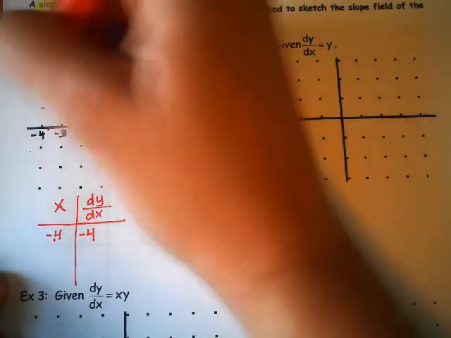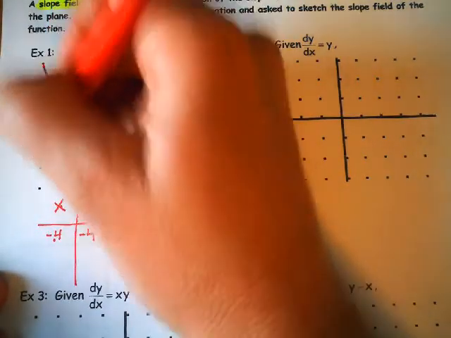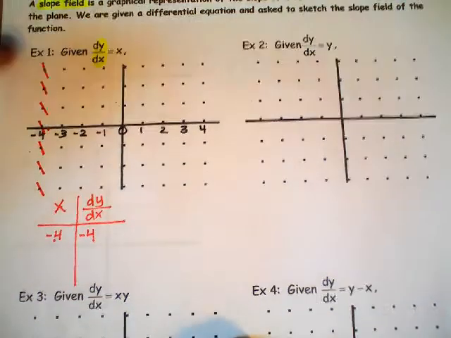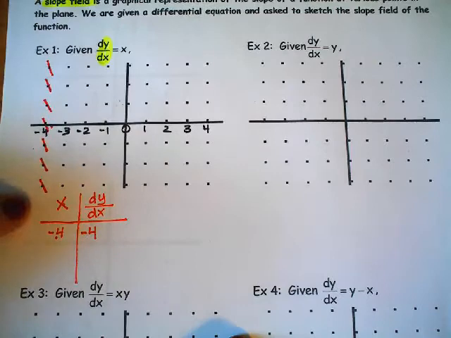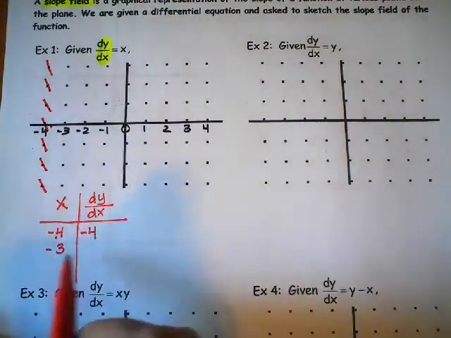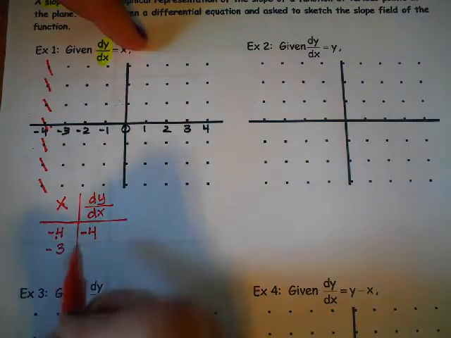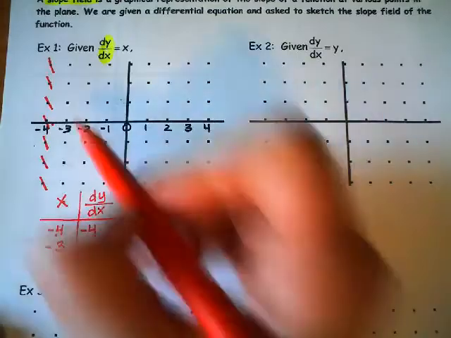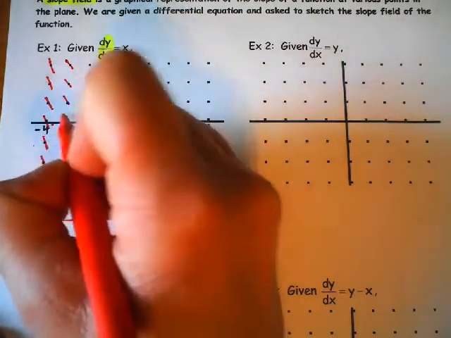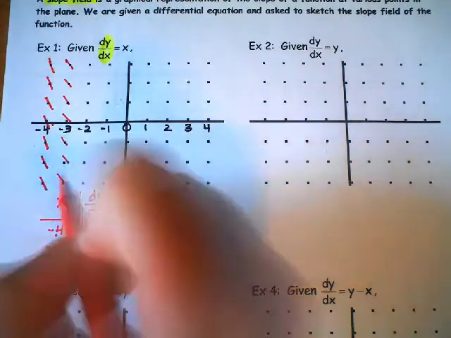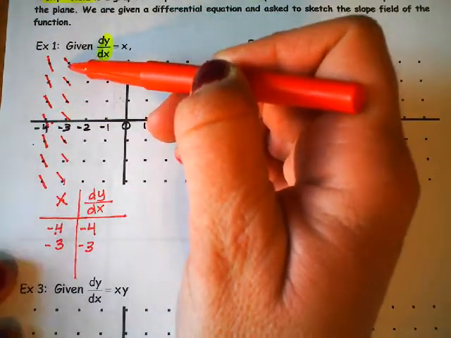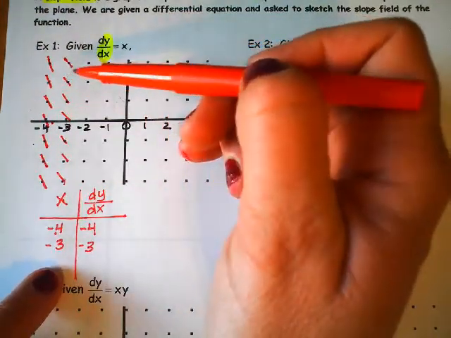Negative 4 is a pretty steep slope, so I'm doing my best to draw it pretty steep and to make all of these look like they have approximately the same slope. Let's go to -3. When x is -3, dy/dx is -3. So here, I'm also going to have a negative slope. It's not going to be quite as steep as the -4, but the important thing is these should all be the same. I'm not going to fill out the whole table. I think we can get the hang of this.